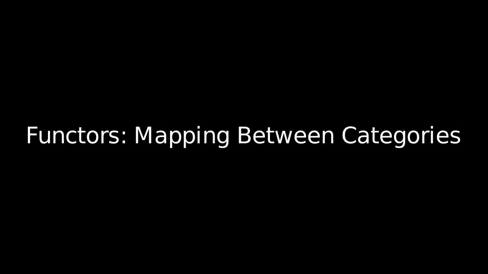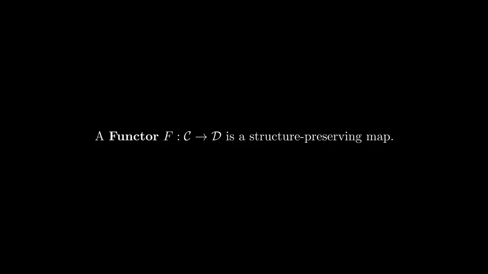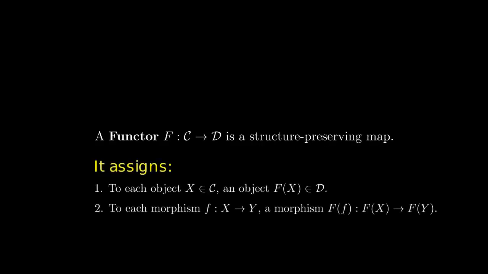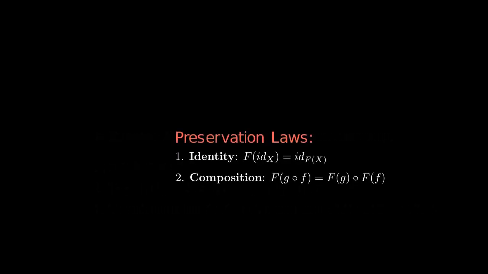We can move to other concepts like functors, which maps categories. So a functor is a map between different categories. That for every object there is an object in the destination category, and for every morphism there is a morphism there. We have these two laws also. The identity, which sends the identity to identity, and composition.